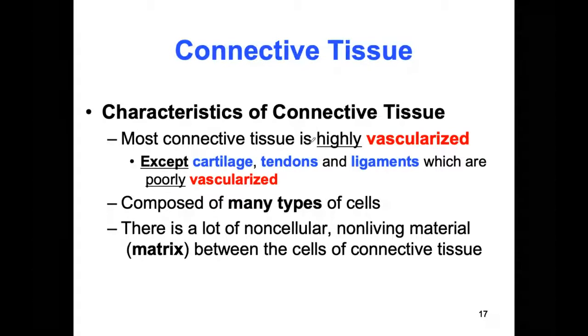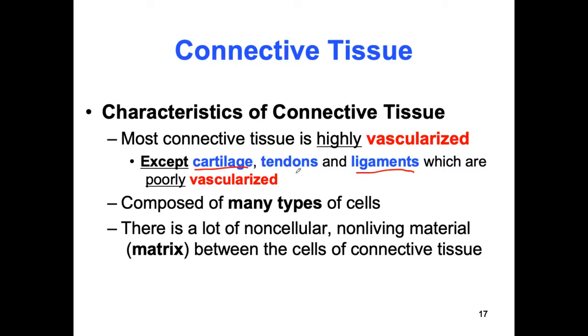Some of the characteristics of connective tissue: it is highly vascular, meaning it has very good blood supply, with a few exceptions. Cartilage does not have a really good blood supply. So if someone hurts the cartilage in their knee, like the medial meniscus or lateral meniscus, it takes a little while for it to heal because it's got poor blood supply. Ligaments also have a poor blood supply, and so do tendons. Okay.